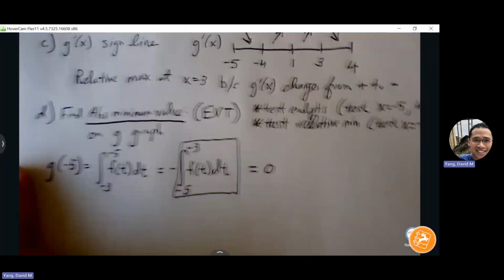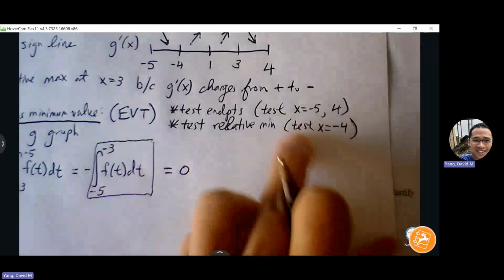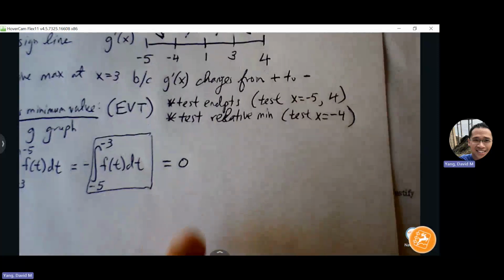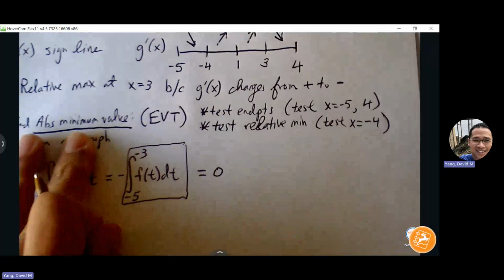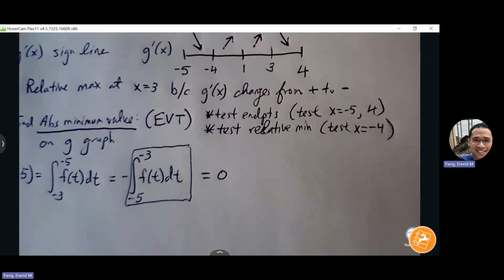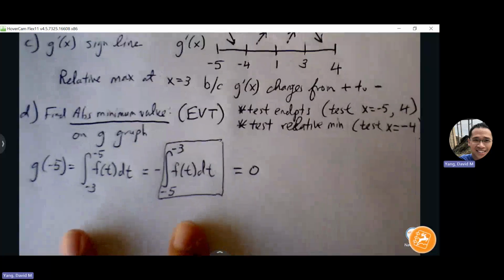We have an ordered pair for g of -5. Ultimately, when we find all of our candidates, we'll just compare the y values, and whatever has the lowest y value is your absolute min. Okay, good so far. All right, what can we test next?